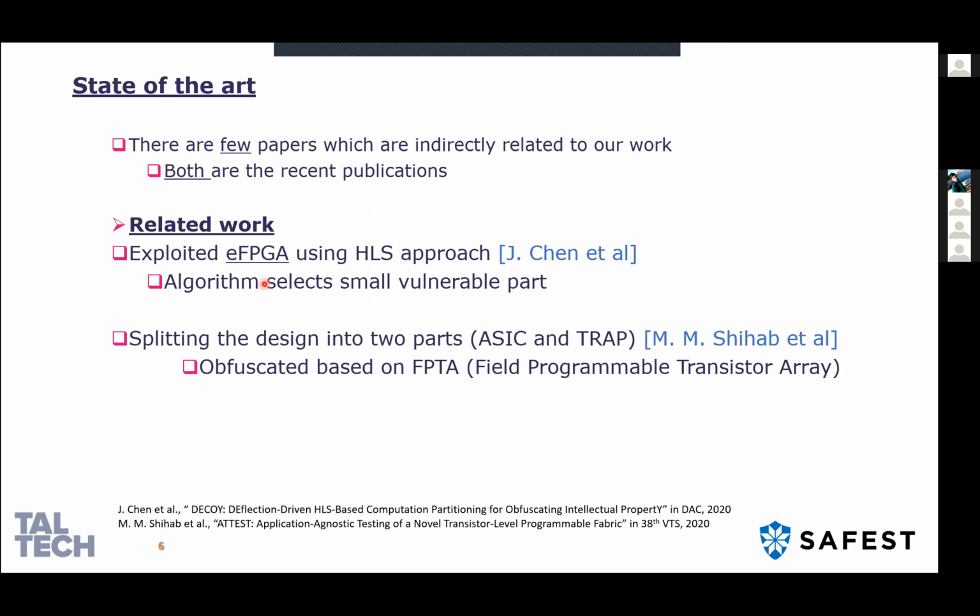Concerning the state of the art, there are a few papers which are indirectly related to our work, shown at the bottom of this slide. Regarding the first paper, the authors have exploited embedded FPGA using an HLS approach to obfuscate the design. They proposed an algorithm which selects the most vulnerable part that should be placed on the embedded FPGA, and they try to keep it as small as possible so that they do not lose performance.